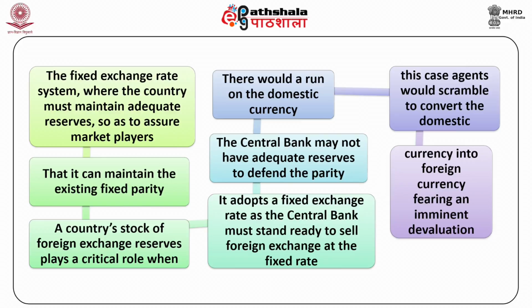In case agents suspect that the central bank may not have adequate reserves to defend the parity, there would be a run on the domestic currency. That is, in this case, agents would scramble to convert their domestic currency into foreign currency, fearing an imminent devaluation that would make foreign currency dearer in the near future. Typically, in such situations, expectations tend to be self-fulfilling, as fear of devaluation leads to a run on the domestic currency and a steady loss of foreign exchange reserves. In such cases, the central bank may be forced to abandon the fixed parity and announce a devaluation.